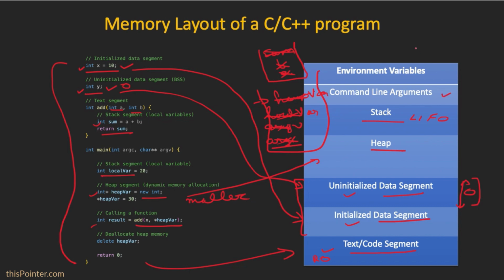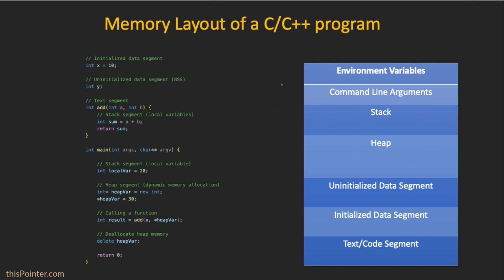Now the next segment is command line arguments. When we run our program like this script and we provide certain arguments, these arguments are called command line arguments and will be stored in this section. And the next section is the environment segment. The environment segment contains the environment variables. This is for your operating system to pass information and configuration data to the program. So these environment variables will be stored in this segment.